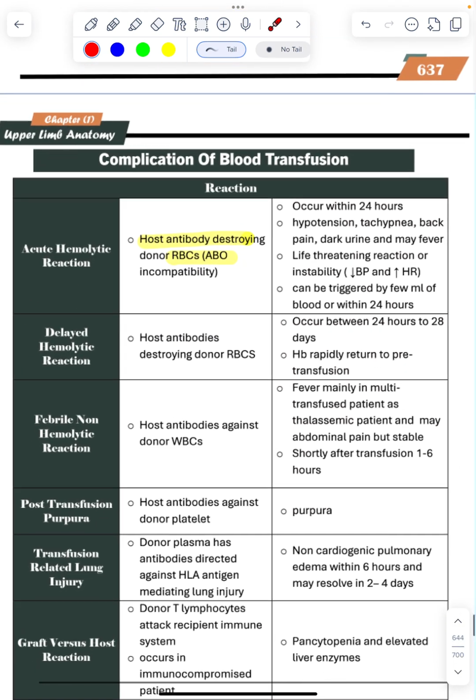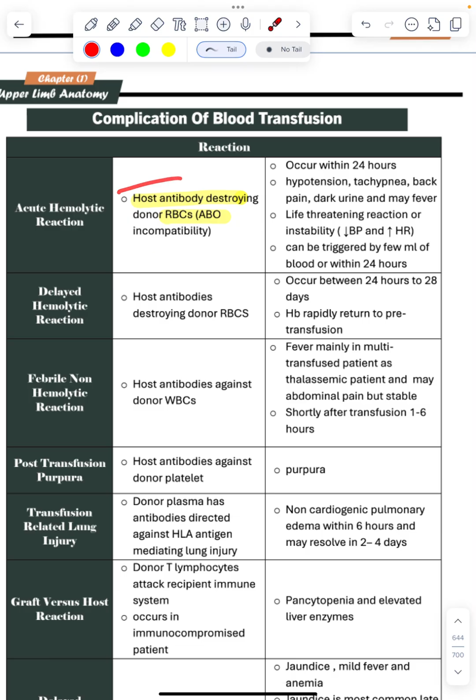Complications of blood transfusion: acute hemolytic reaction, where host antibody destroys donor RBCs. It occurs within 24 hours with hypotension, tachypnea, dark urine. It is a life-threatening reaction that can be triggered by a few ml of blood. Causes include ABO incompatibility. Acute hemolytic and delayed hemolytic reactions involve host antibody destroying donor RBC.